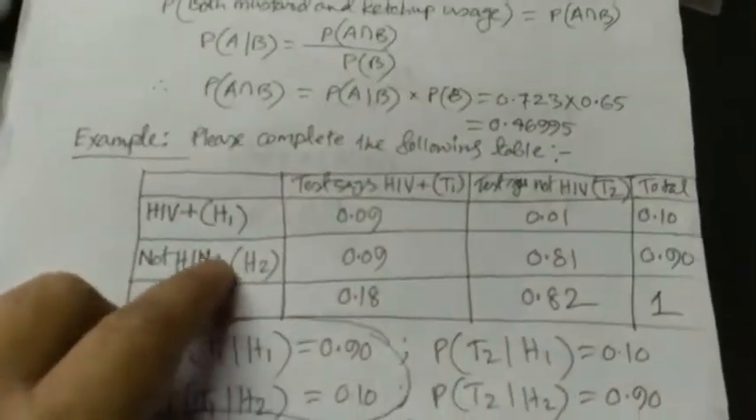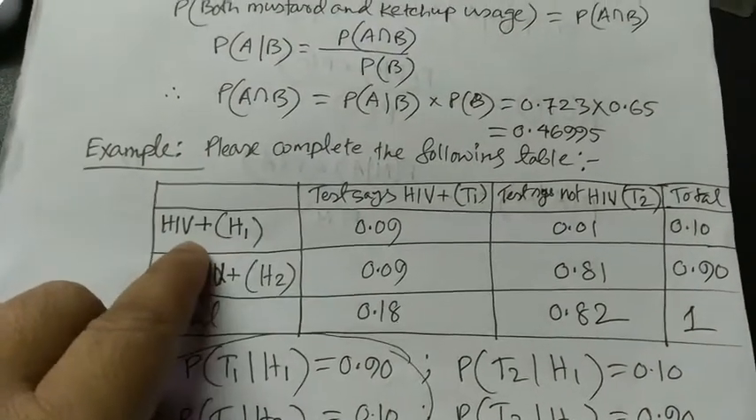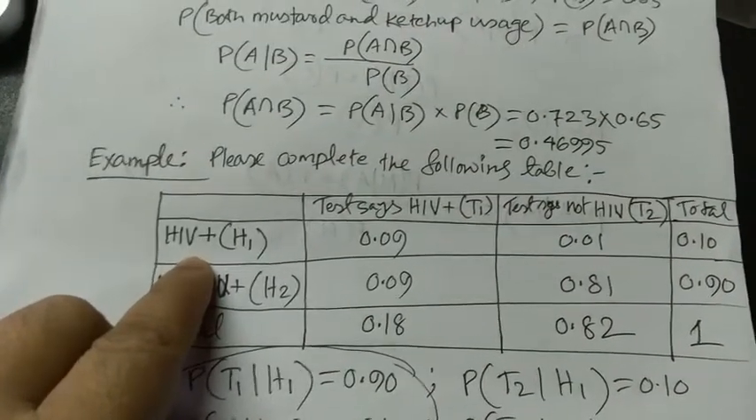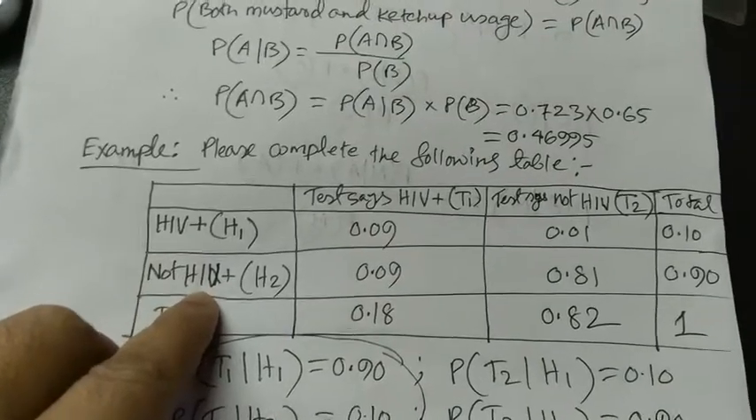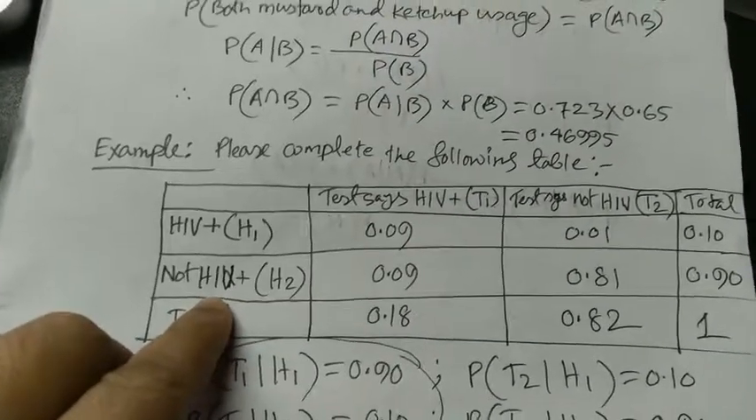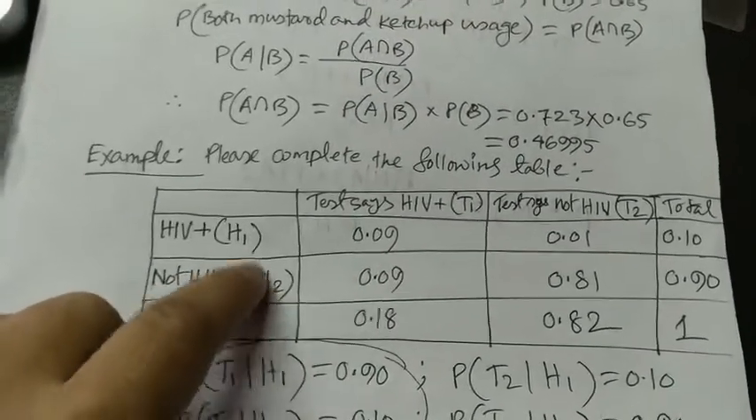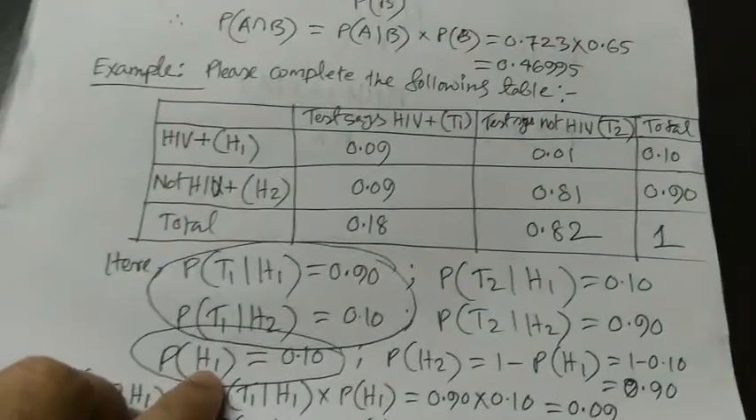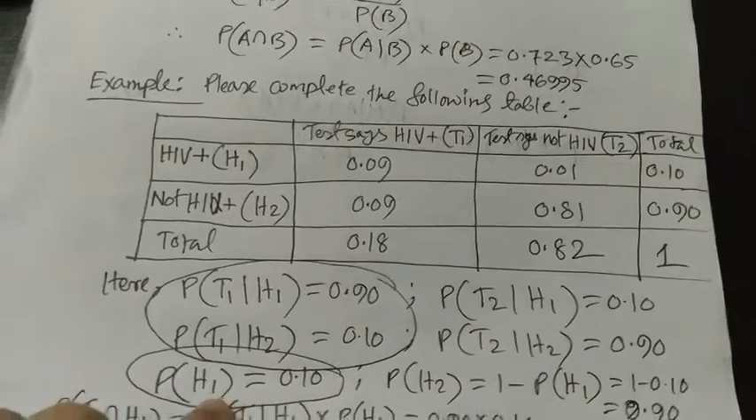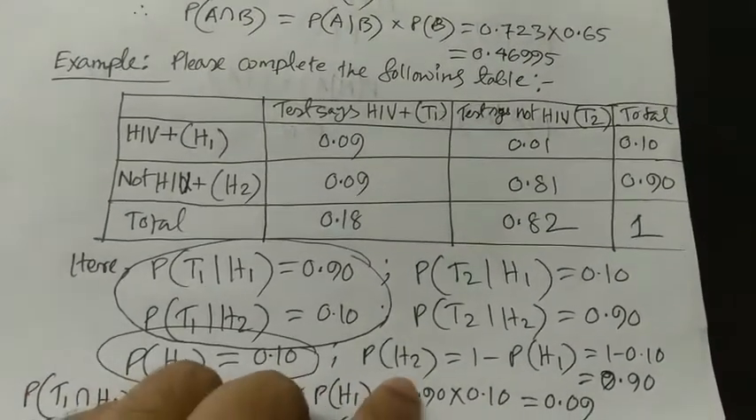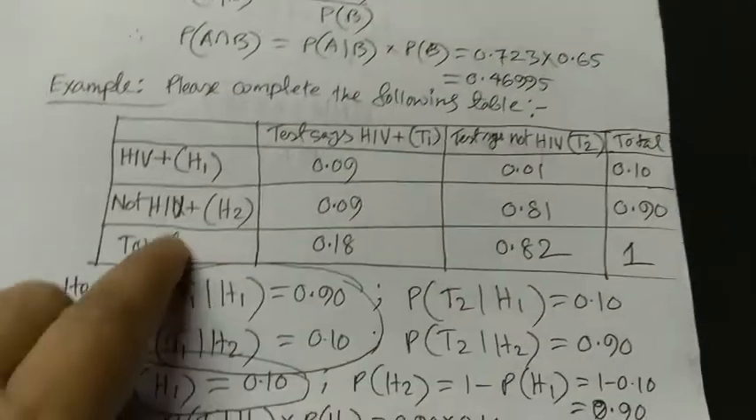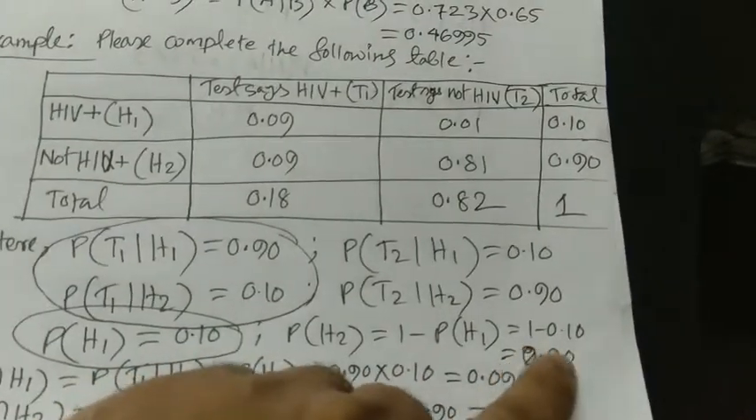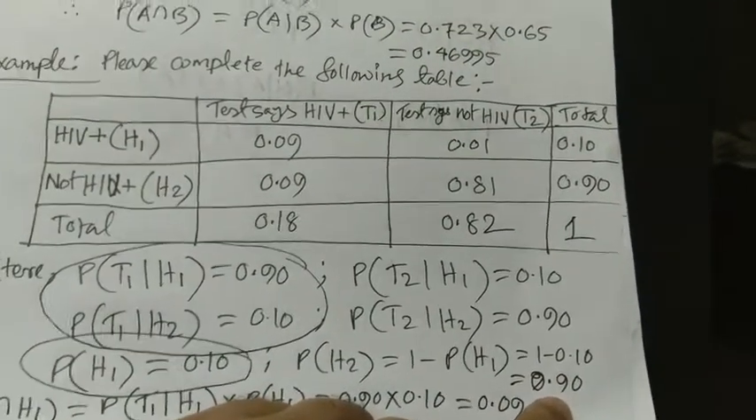So here it's saying that H1 means HIB positive, H2 means not HIB positive. That means obviously H2 is complementary to H1. So if probability of H1 is 0.10, in that case probability of H2, that means not HIB, should be 1 minus 0.10, that means 0.90, because total probability is 1.